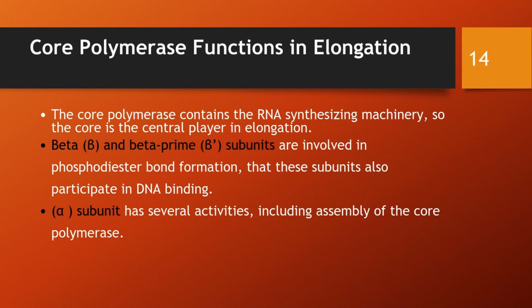During elongation, the core polymerase we talked about earlier is the key player. The beta and beta prime subunits form the active site where the phosphodiester bonds between nucleotides are formed. They are also involved in binding the DNA template. The alpha subunits have roles in assembling the core enzyme and interacting with other regulatory factors. So, each part of this molecular machine has a defined job in extending the RNA transcript.